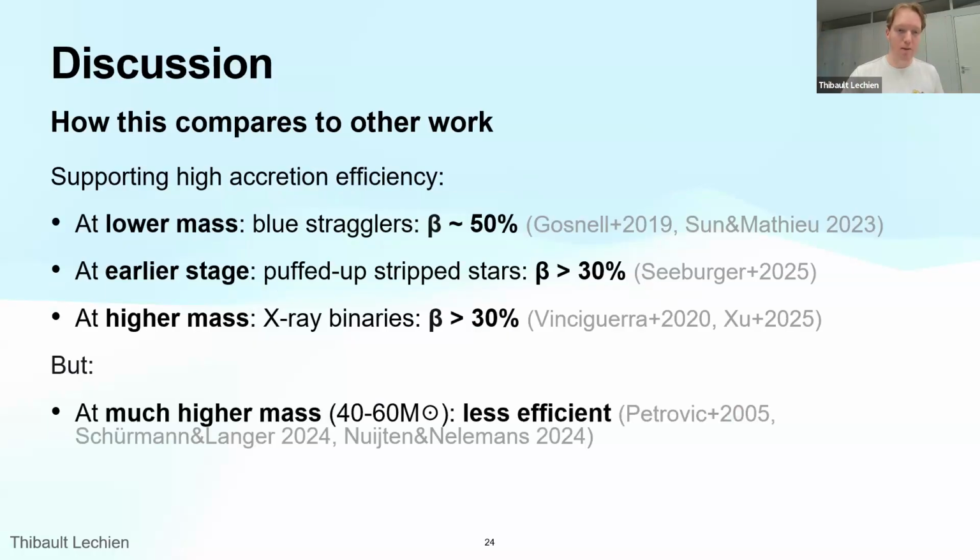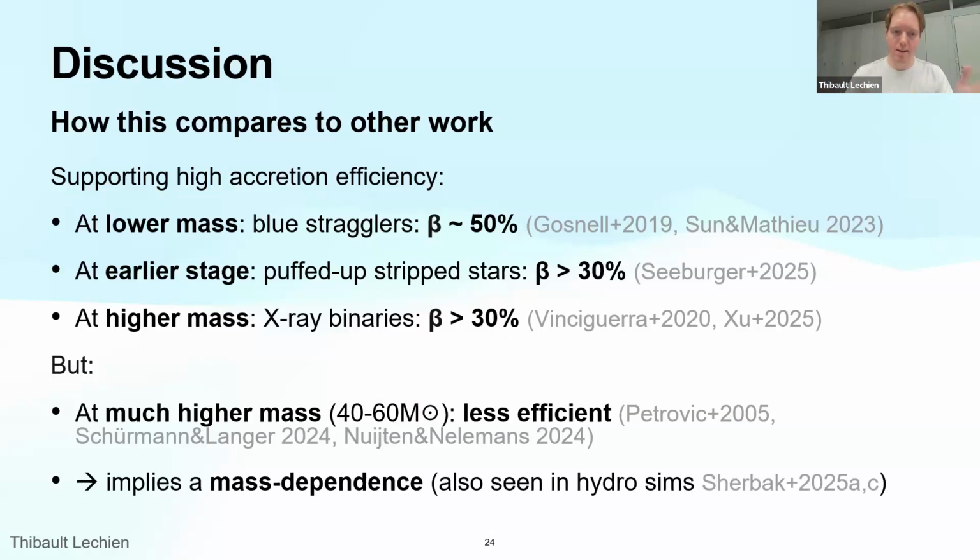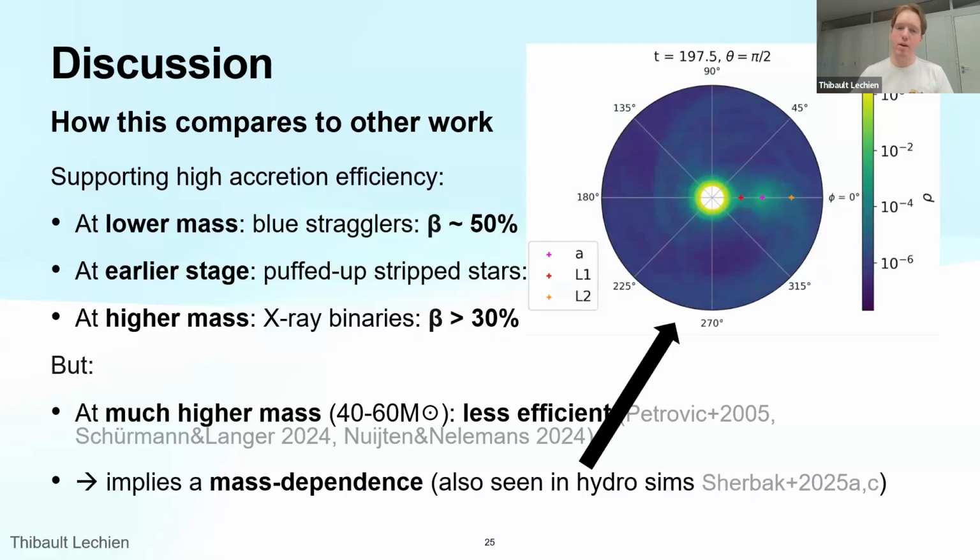Now, in contrast, if you look at much higher masses in Wolf-Rayet plus O-star binaries, it seems that mass transfer is less efficient. And combining all of these, this implies a mass dependence of the efficiency, which is also seen in hydro simulations, actually, where if you have these high masses and huge mass transfer rates, then it's very hard for mass to stay inside of the system.